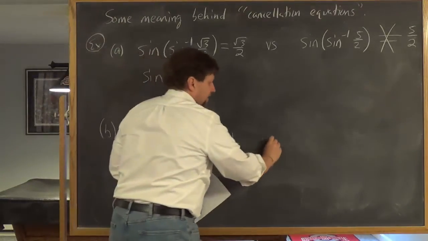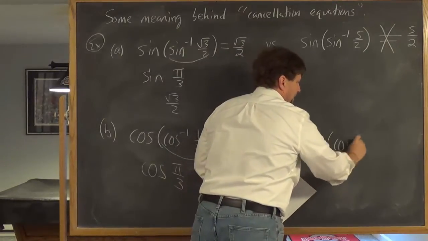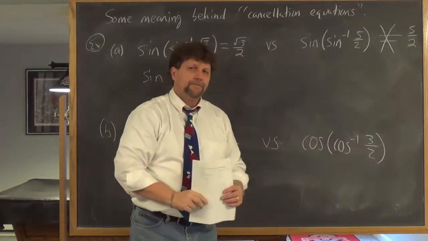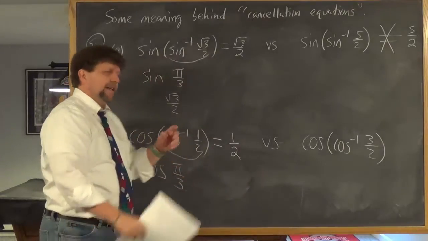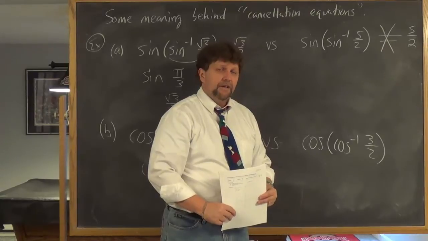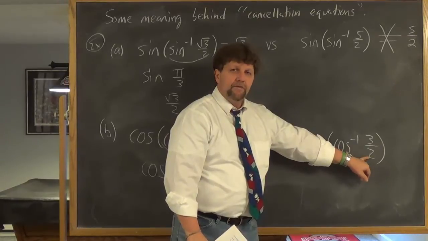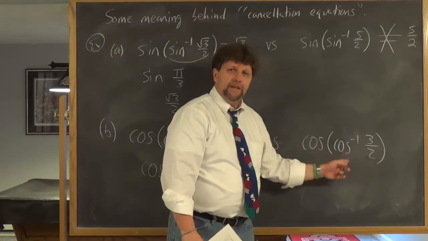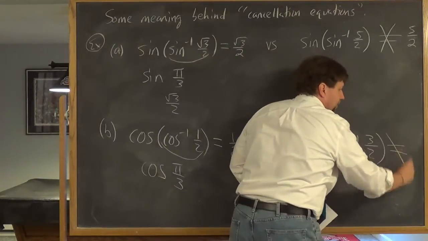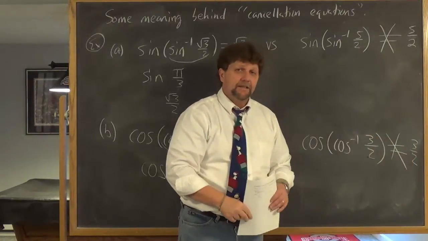But let's compare that to the cosine of inverse cosine of 3/2. Can we use this idea of a cancellation equation to immediately simplify that down to 3/2? Absolutely not. That 3/2 is not between -1 and 1. There's no angle that's going to make this true. You can't do this. I put a big old X through that equal sign. Don't even think that equals 3/2, because it doesn't.